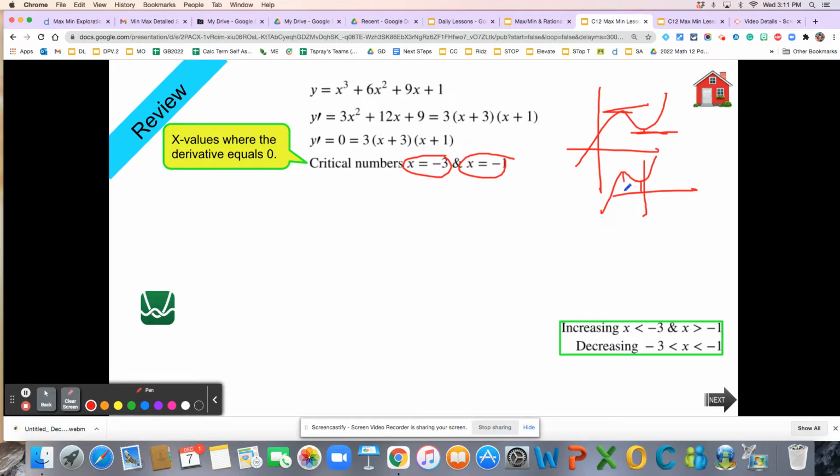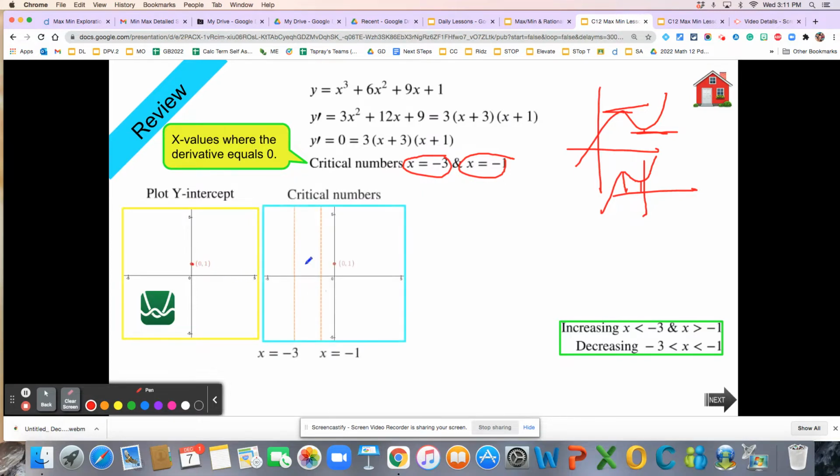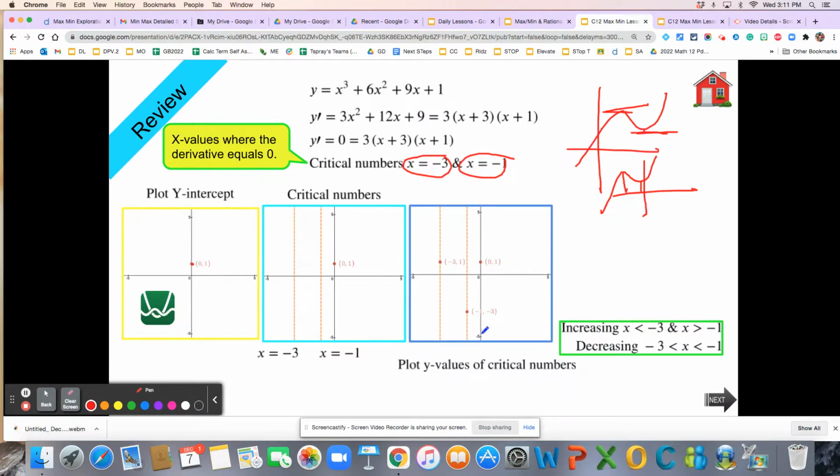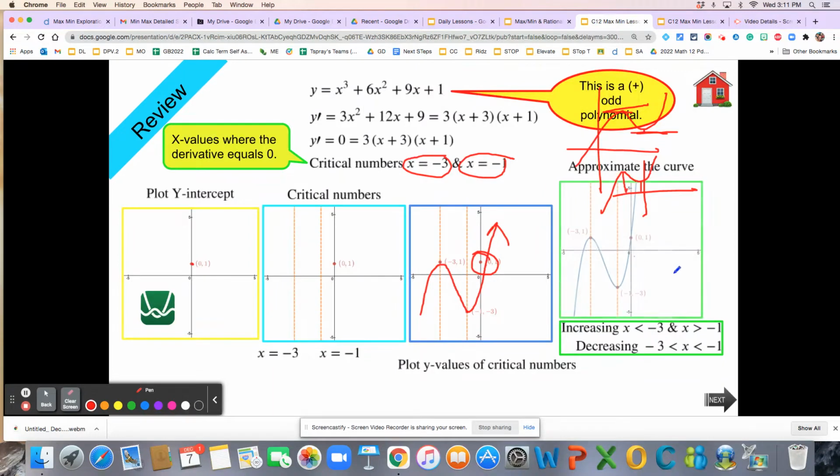But we're going to be looking at graphs today where we don't know what it looks like. So let's pretend we don't know what the graph looks like. Well, let's approximate it with what we know. We know we have a y-intercept at (0, 1). We know we have critical numbers somewhere along the way here, meaning that the slope is 0 somewhere along there. Then we know its general shape, so we know it has to look something like that. Make sure it goes through that y-intercept. And of course, that's what it looks like.